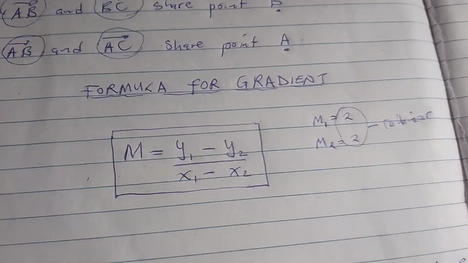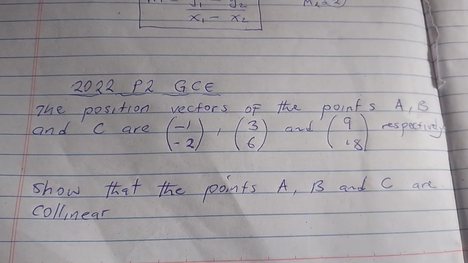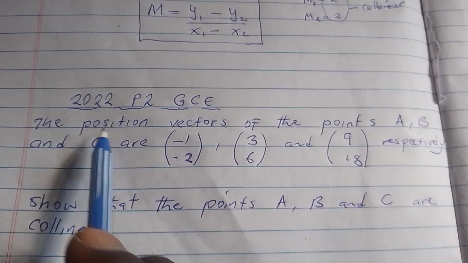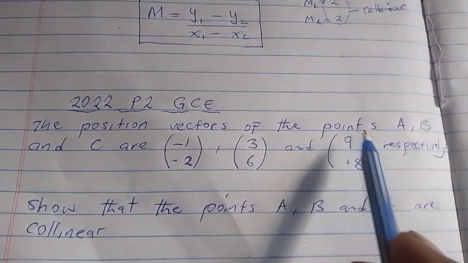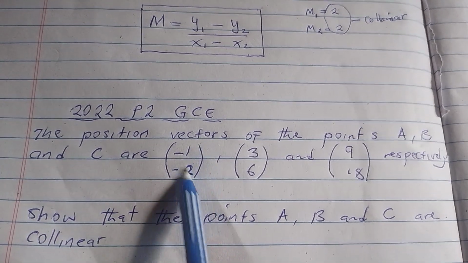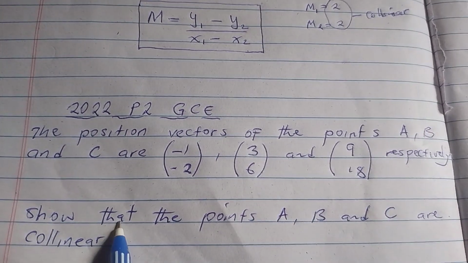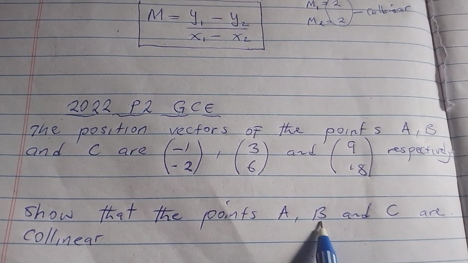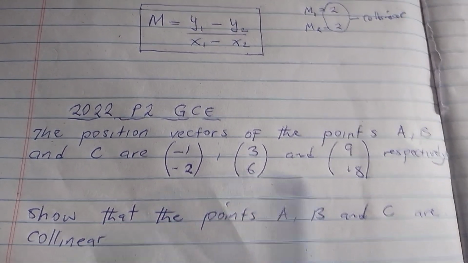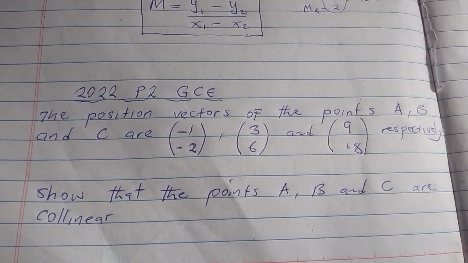Yes. So let's look at a practical question which came in 2022. The question reads: the position vectors of the points A, B, and C are given respectively. Show that the points A, B, and C are collinear. So we need to prove this. How do we prove that these points are collinear?